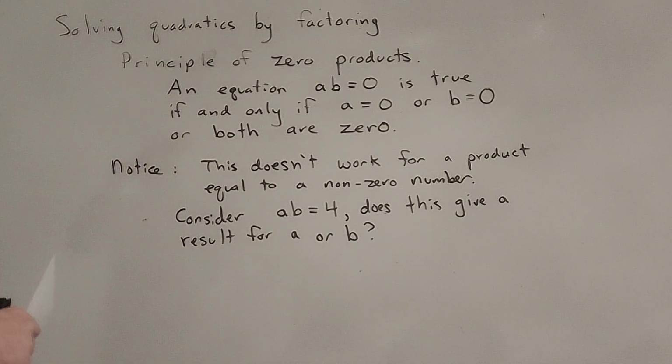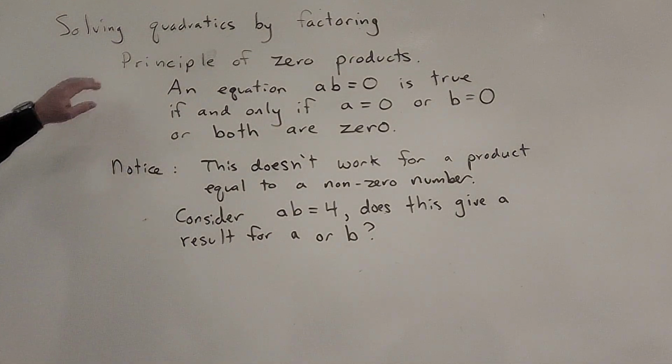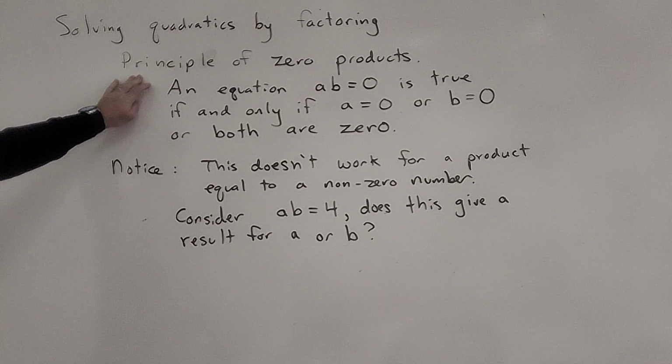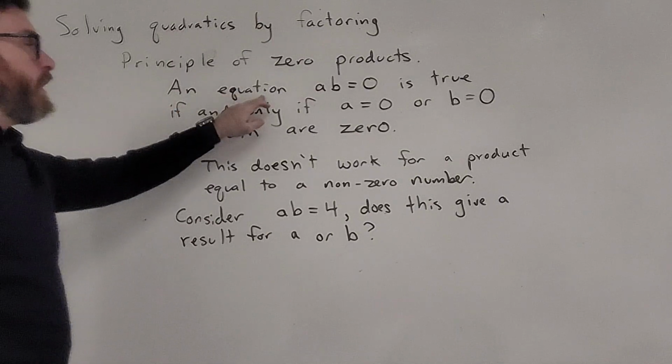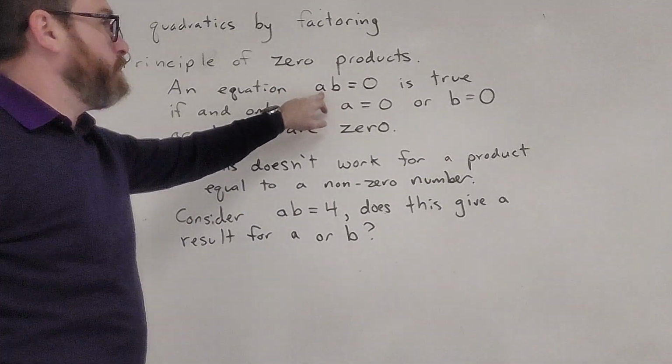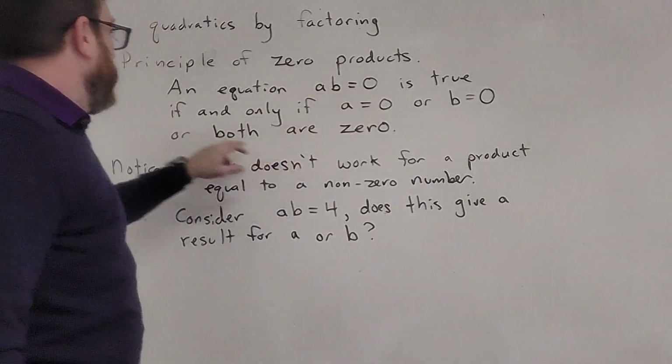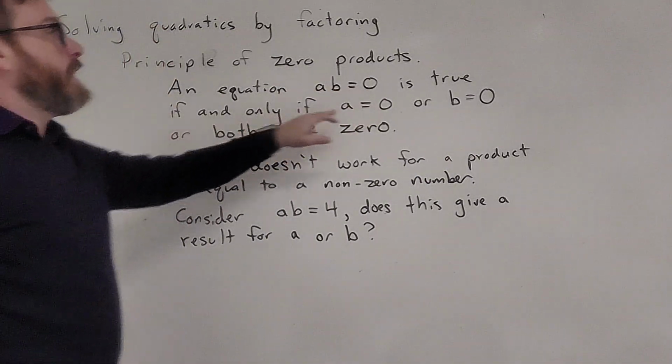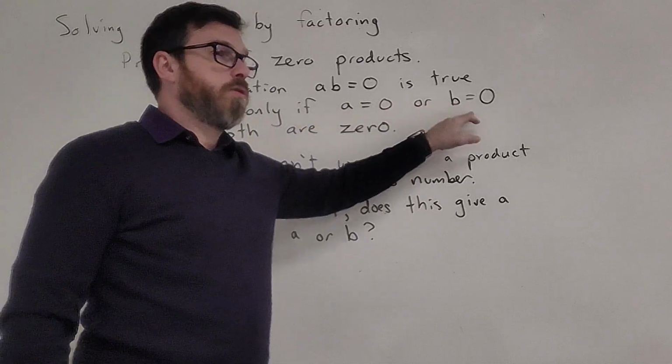So, solving quadratics by factoring. What we want to talk about is the principle of zero products. And that is, if a multiplication between two factors a and b is equal to 0, it's only true if a is equal to 0, or b is equal to 0, or both are 0.